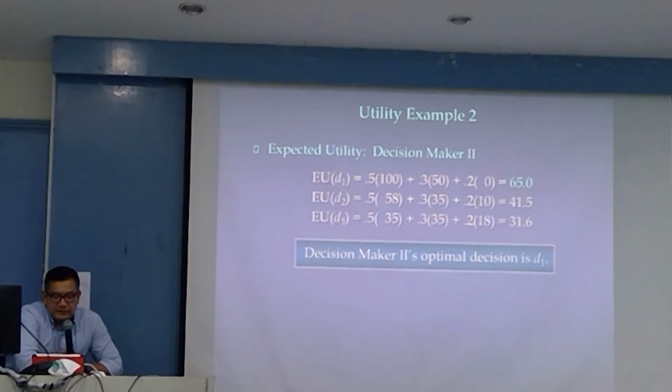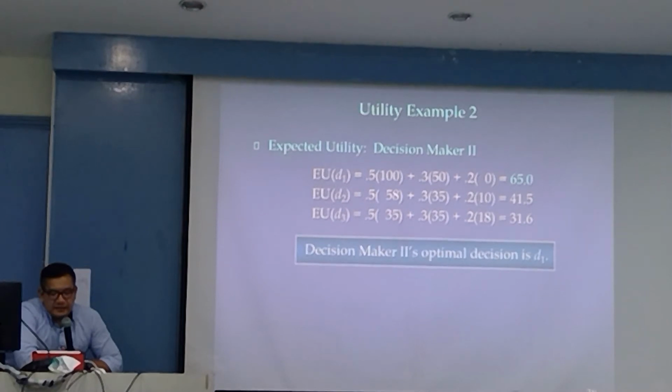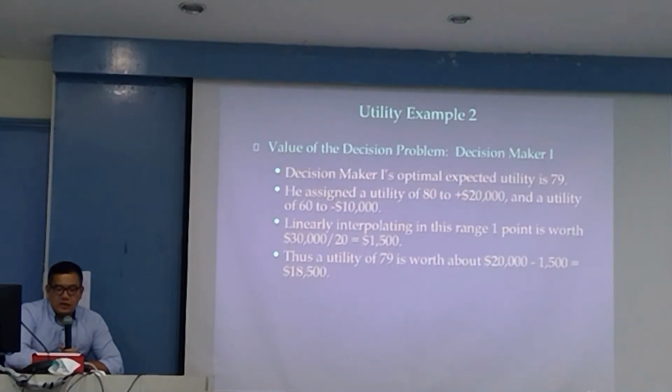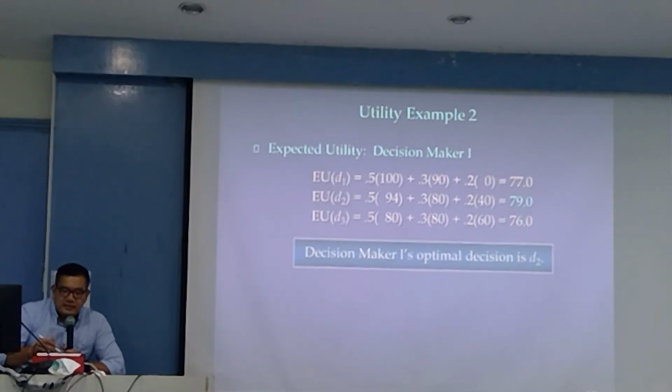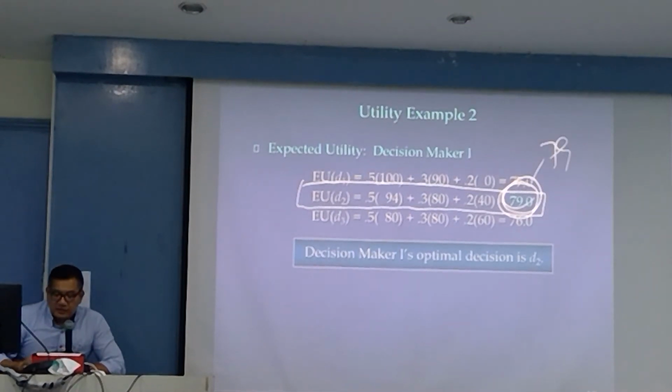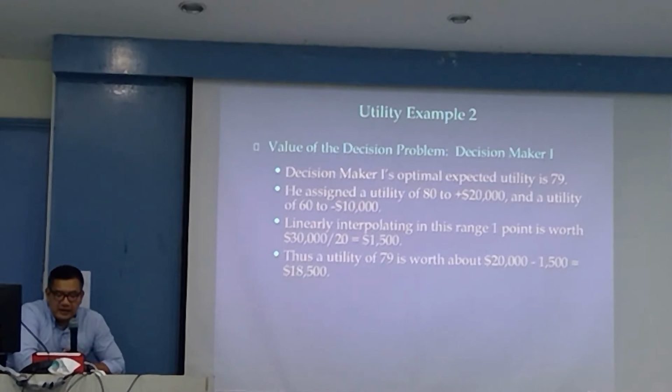How about the third one, decision maker number 2? We do the same way, and we can see that the highest expected utility value belongs to the first alternative. So this decision maker selects the first alternative. So what happened here? You can see that decision maker number 1 selects the second alternative and expects to have a utility value equal to 79. So what we can do here is translate or convert 79 to the value of money. So how can we do that?